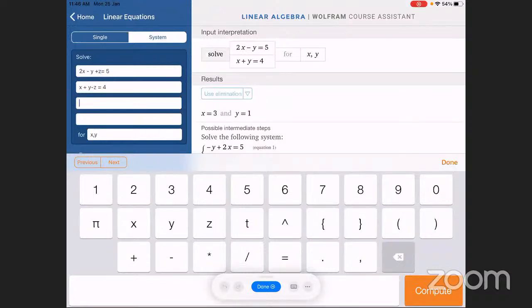Let's take the third equation, x plus y plus 2z is equal to, say, minus 5. I do not know whether the solution is there or not. So you have to solve them for x, y, and z. I'm giving you a system with three equations, and I'm asking the machine to solve this one for x, y, z. Compute.